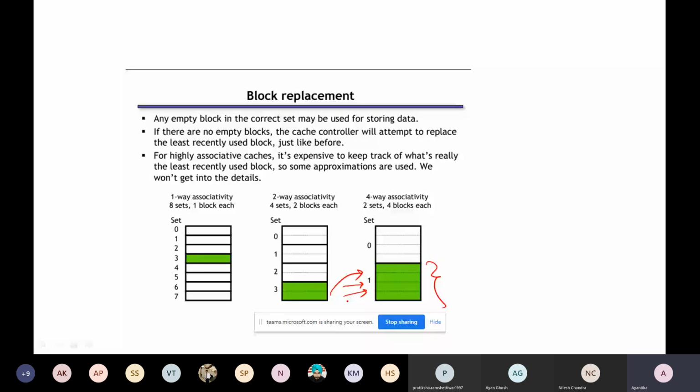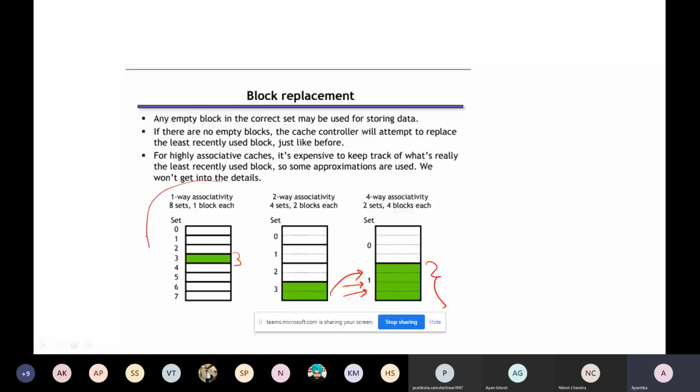That means rather than fully associative, we are decreasing the associativity, and we consider the way associativity: one way, two way, three way. In one way, it can be mapped to only one block. That means this is quite similar.